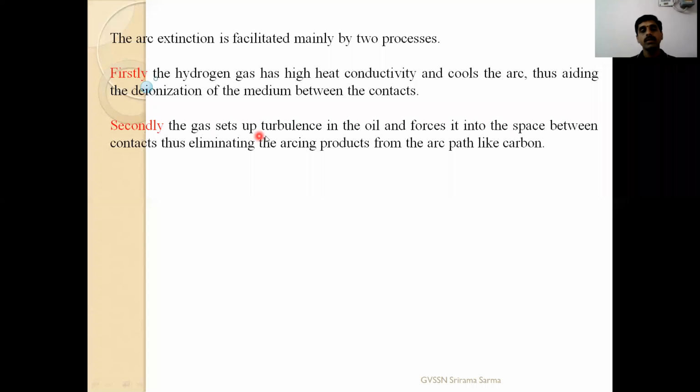So here the gas sets up turbulence in the oil and forces it into the space between the contacts, thus eliminating the arcing products. Finally, the arc will be extinguished. So these are the two steps. One is removal of the heat, and the other one is occupying the entire place so that the arc quenching process will be successfully completed. So oil acts as both the arc quenching medium as well as insulation.